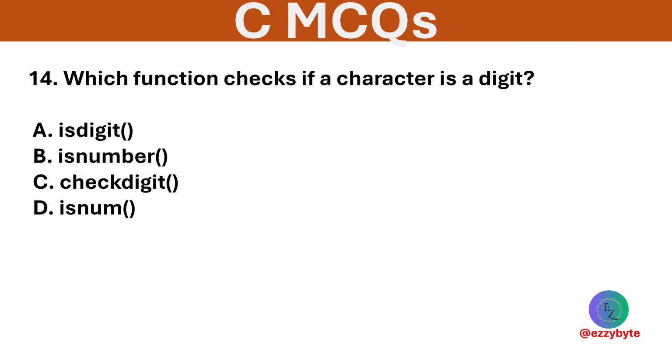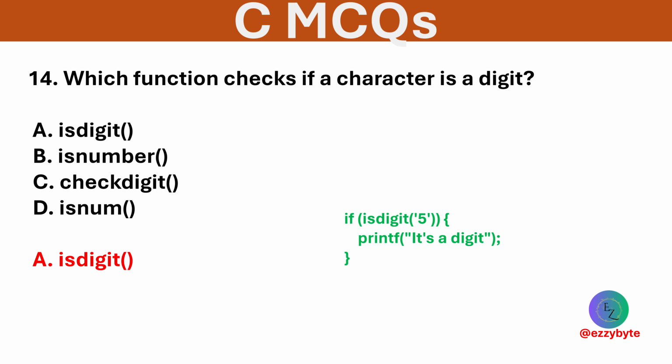Which function checks if the character is a digit? Options are isdigit, isnumber, checkdigit, and issum. Option A is correct. isdigit checks if a character is 0 to 9.